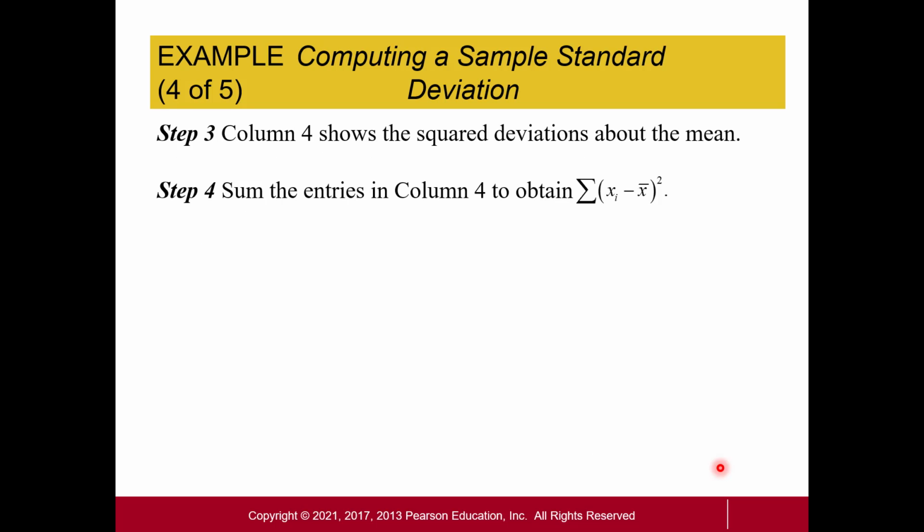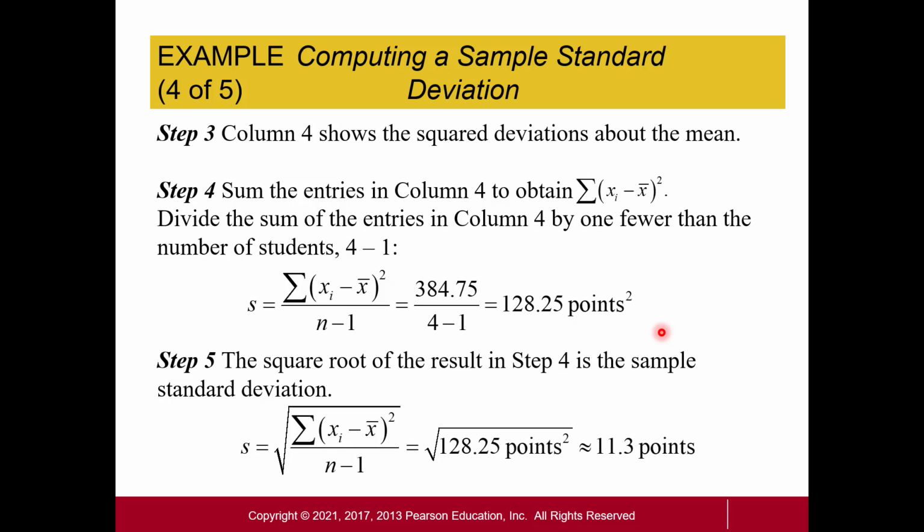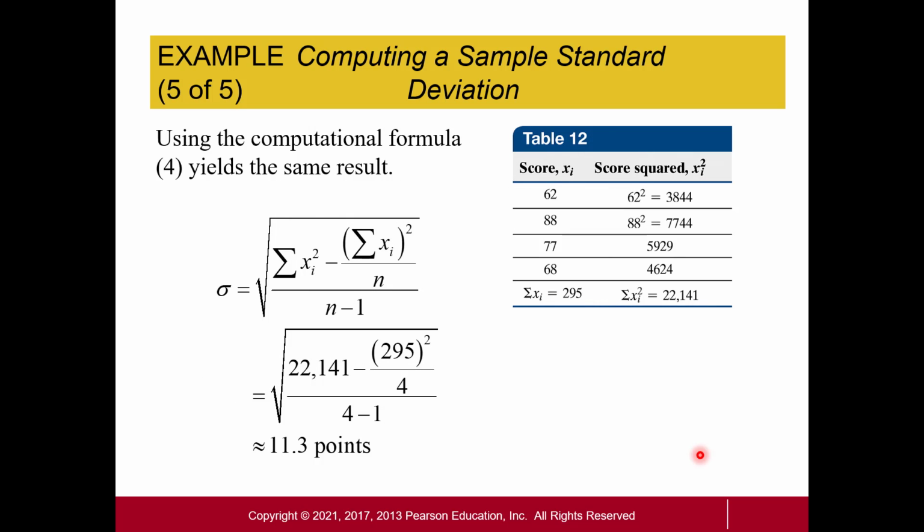All right, so then we sum the entries in column 4, and then divide by 3 because the sample size was 4 and we divide by 1 less than that. So we're going to divide by 3 and we get 128.25 squared points. Last step is to take the square root. So the standard deviation of our sample was about 11.3 points. So using the computational formula, we do get the same answer.